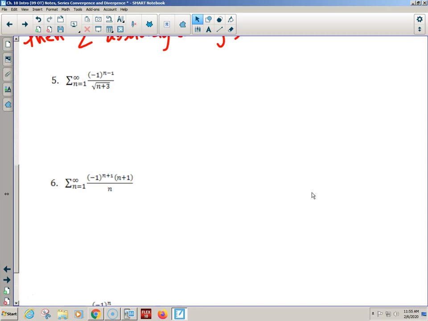So you guys have to do both of them, not just the alternating series. And the second one, yeah, you can do the absolute value convergence. Yeah, but you have to do both of them.